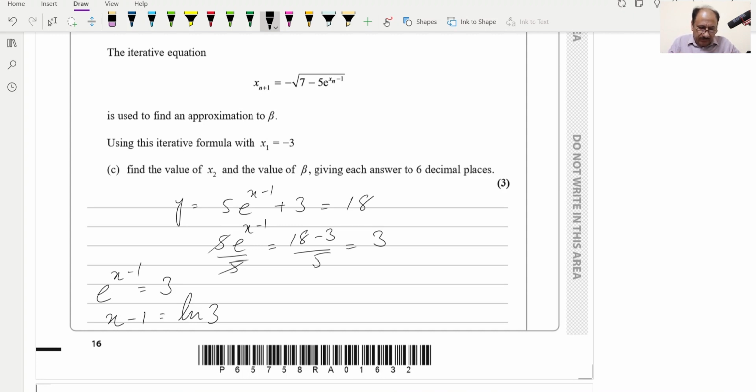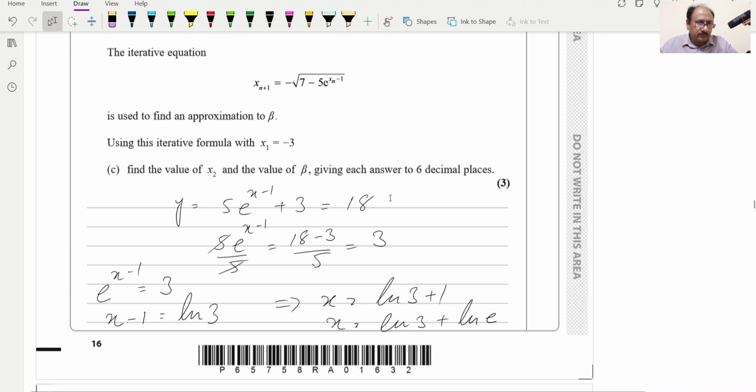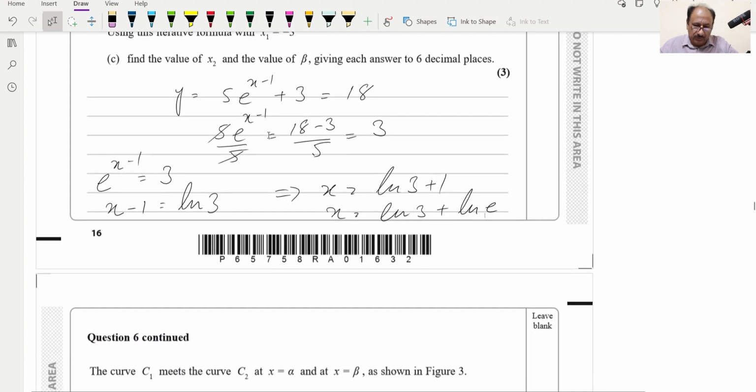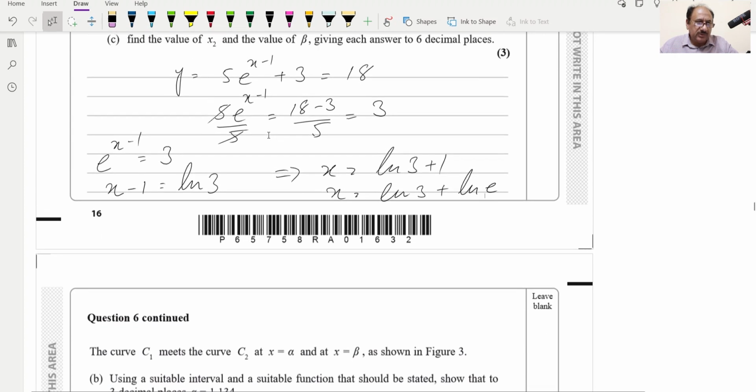And this implies x is equal to log 3 plus 1, and 1 we can write as log e, because log e is 1. So x will be equal to log of 3 plus log of e. Okay, so this will be our answer. Basically we can provide the answer over here.